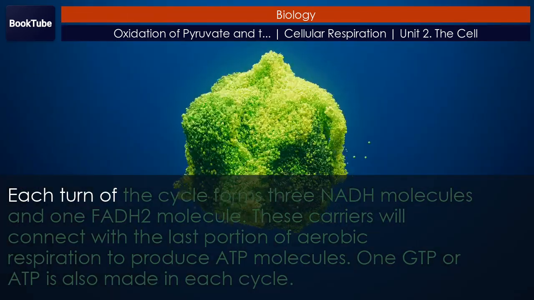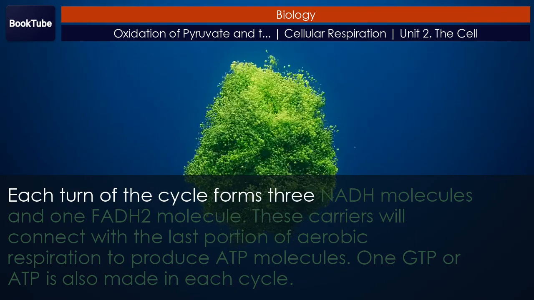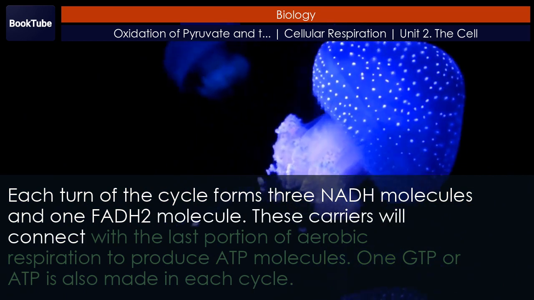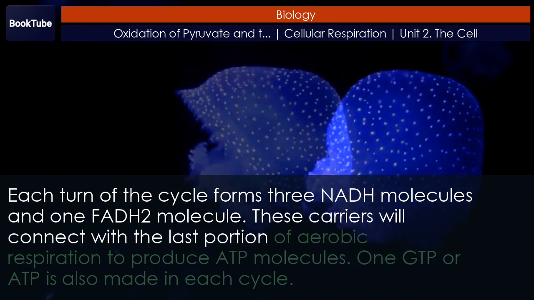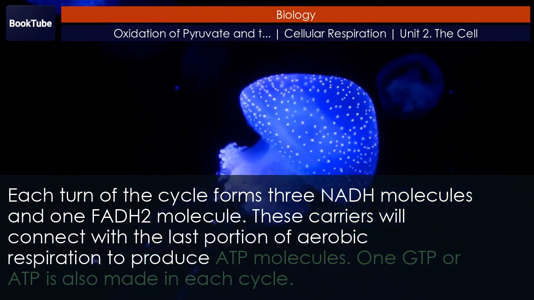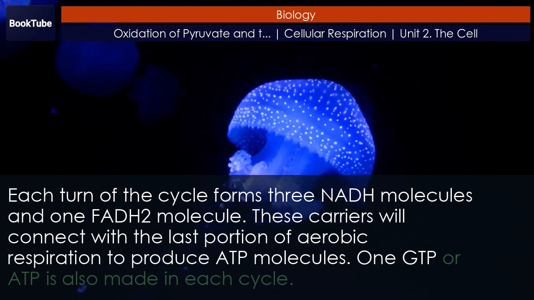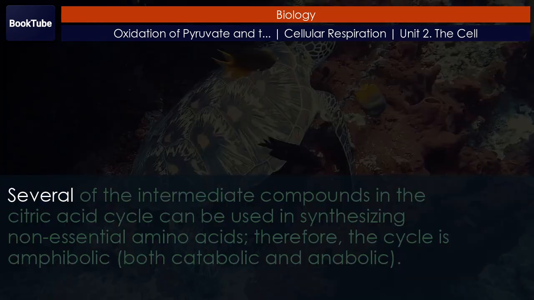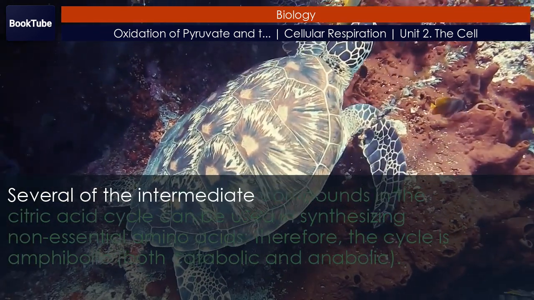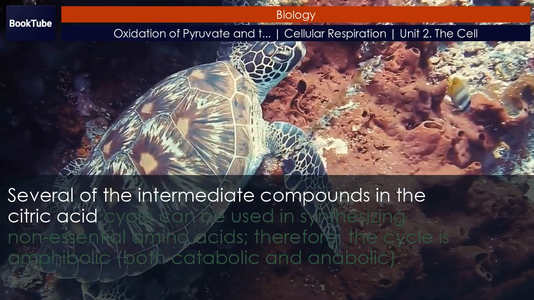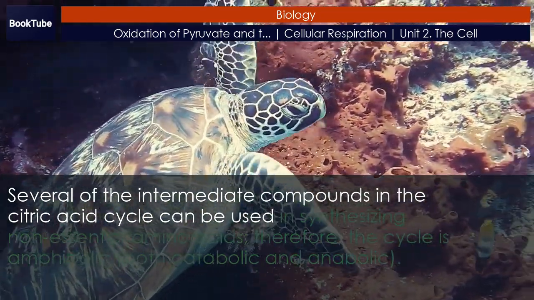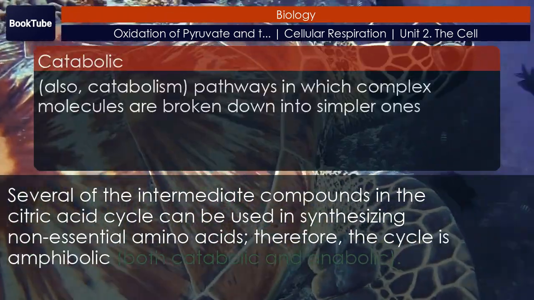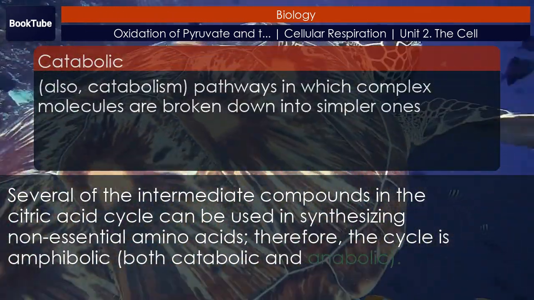Each turn of the cycle forms 3 NADH molecules and 1 FADH2 molecule. These carriers will connect with the last portion of aerobic respiration to produce ATP molecules. One GTP or ATP is also made in each cycle. Several of the intermediate compounds in the citric acid cycle can be used in synthesizing non-essential amino acids. Therefore, the cycle is amphibolic, both catabolic and anabolic.